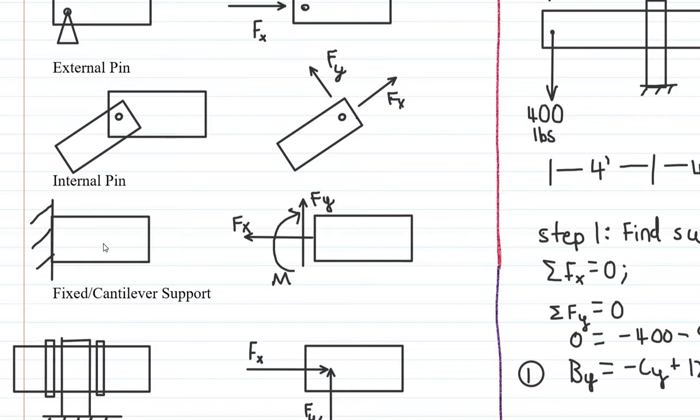Next is the fixed/cantilever support. So this has three different forces. It has a vertical force, a horizontal force, and a moment force. It has a moment force since the cantilever can't be rotated as compared to the external pin, where it can be rotated at the edges.